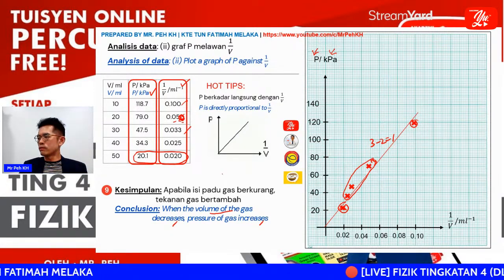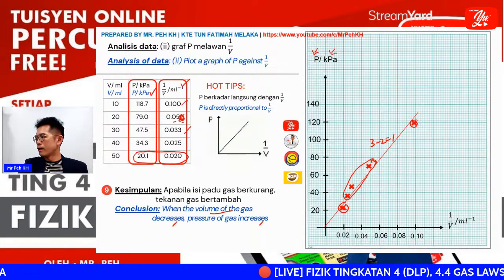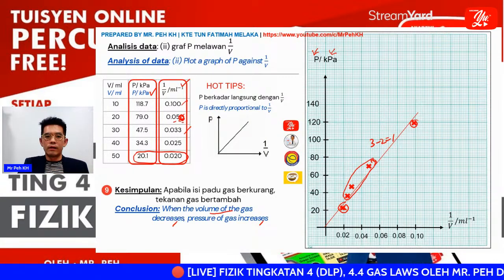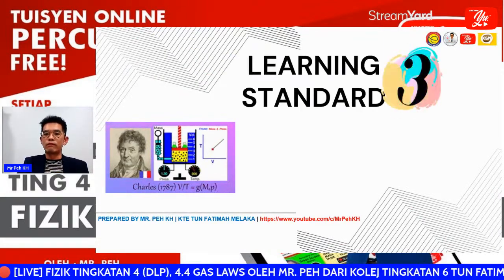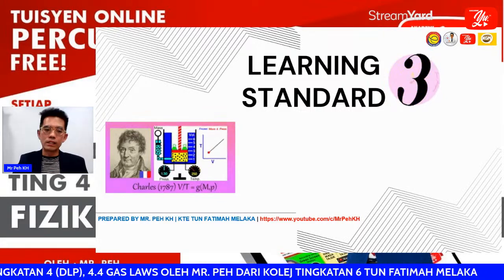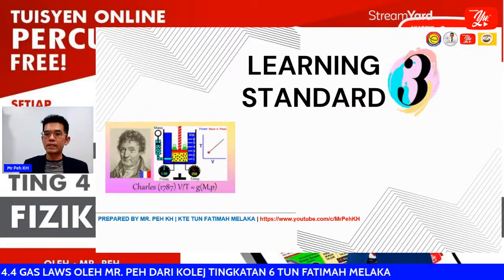So this is a conclusion for the first experiment. Okay, first law of the experiment here. So we have already finished our second learning standard regarding Boyle's law. So now we go to our third learning standard.